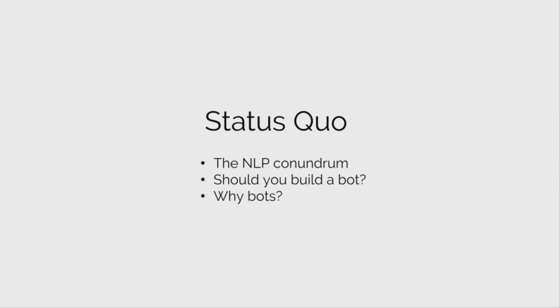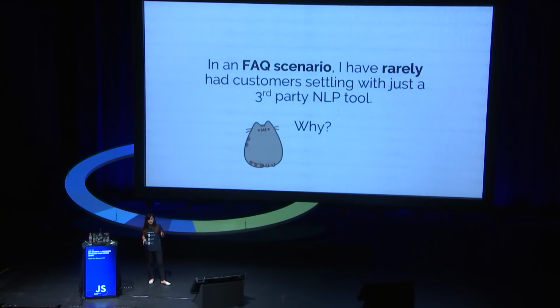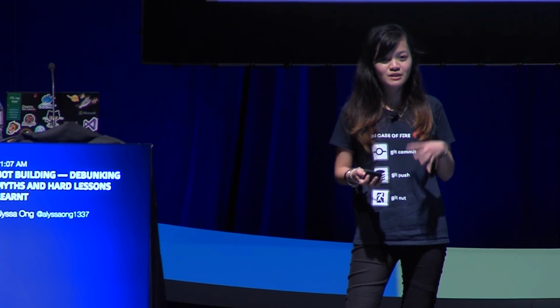OK, so I want to wrap up with talking about the status quo, more specifically these few points. So let's start with the NLP conundrum. OK, so what I mean by FAQ scenario is those FAQ bots are the ones that handle all your customer service questions or plug into a knowledge base to handle many, many different kinds of questions, OK? For example, maybe the Singapore Airlines chatbot can answer how heavy can the baby be when you put it in the bassinet, when should you check in. There's like a ton of different questions that you can ask it.